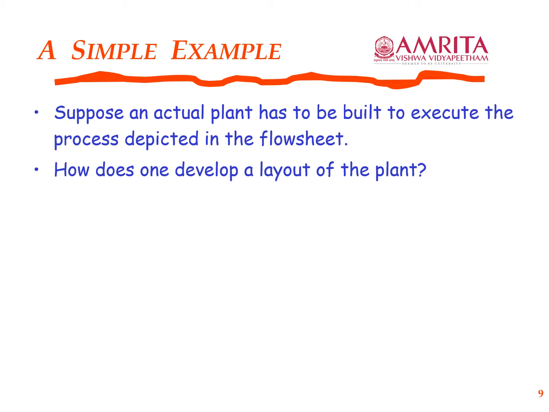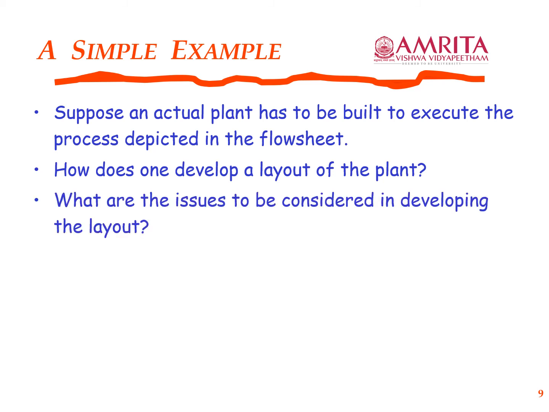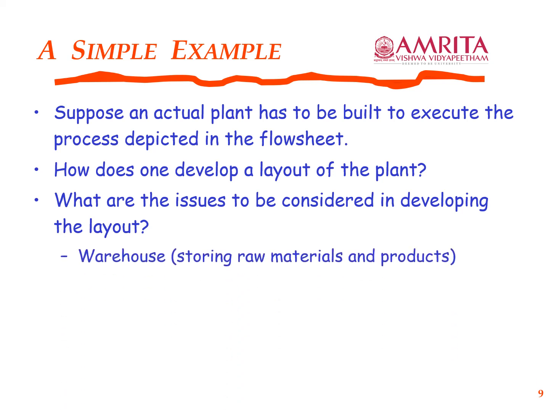Or you could lay it out in a circular fashion, right? So that the distillation column and the Y junction are close to each other. That could be a layout. So how does one develop a layout? What are the issues to be considered in developing the layout? In addition to what I was just talking about, where are you going to get your benzene from? Propylene from? Where are you going to put your cumene, the product?